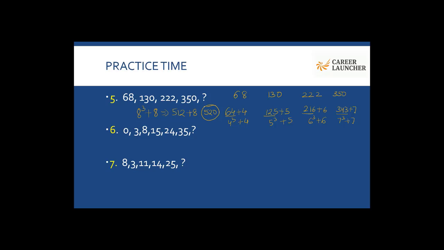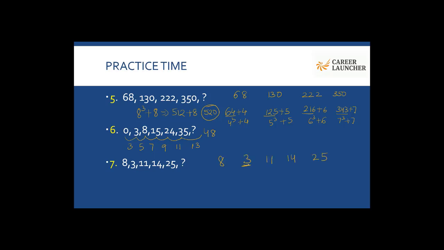Looking at the next one, 0, 3, 8, 15, 24, 35. If we check the difference between each consecutive term, it's 3, 5, 7, 9, 11. I can see the difference has been increased constantly by 2. So the next difference should be 13. So 35 plus 13 is 48. This is a simple arithmetic series.